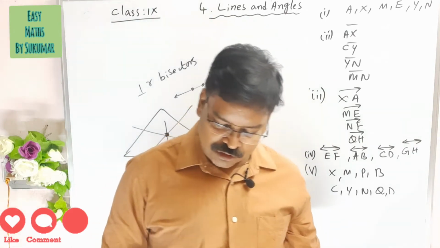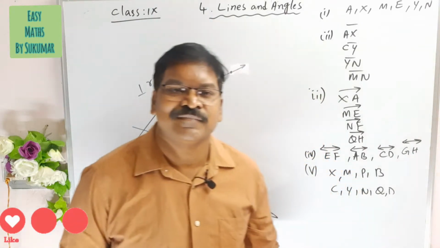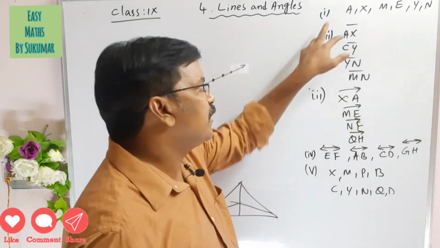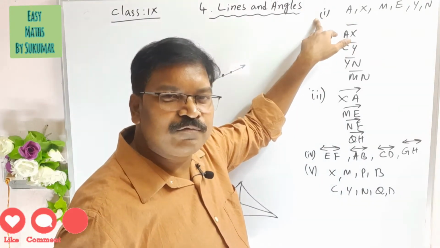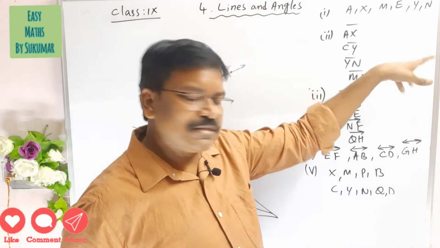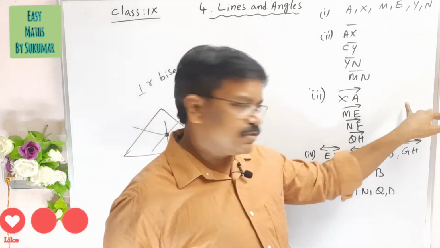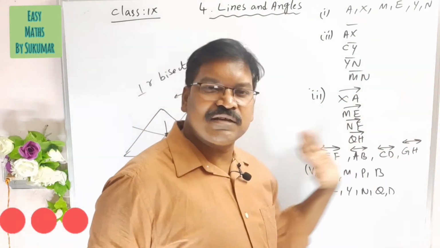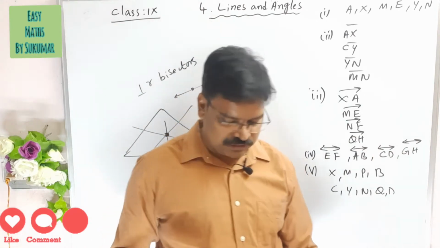Okay, my dear students, I hope you understand this first question. So, it's very simple now. In the first one, from the figure, we have to write the points. Second one, line segments. The third one is rays. Fourth one is straight lines. And fifth one is collinear points.